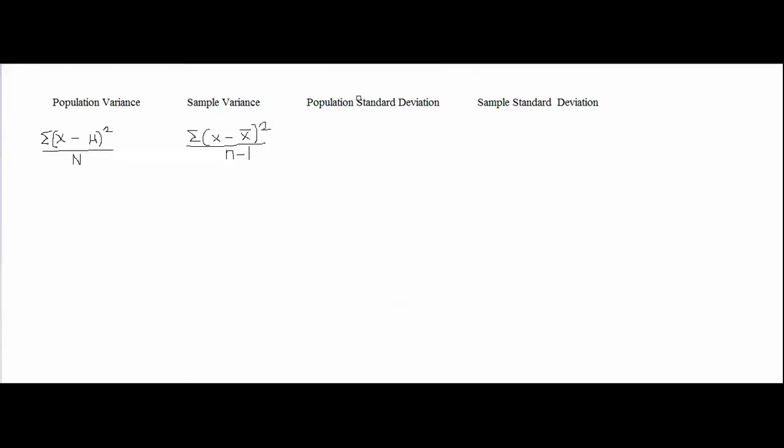I'm sorry, I should have said population variance and actually I did write it out correctly, sorry. I thought I made a mistake, but I didn't.